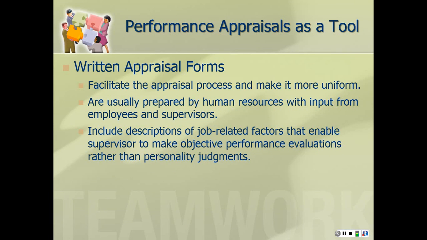And again, the forms are usually prepared by human resources based on what other employees and supervisors or managers have said. These are the things that should be in their performance review. It includes descriptions of job-related factors that help the supervisor make an objective performance evaluation rather than making a personality shot call. I mean, no matter who you are as a manager or supervisor, you're going to have people working for you that you don't like. I don't care for them, but you know what? They sure do a great job, and they're here every day. So what can I say?